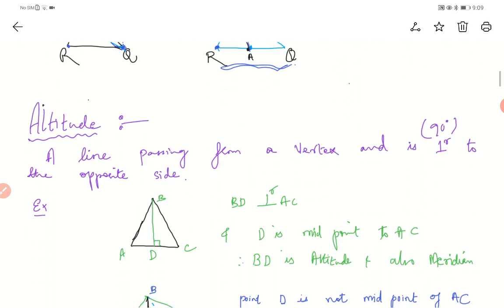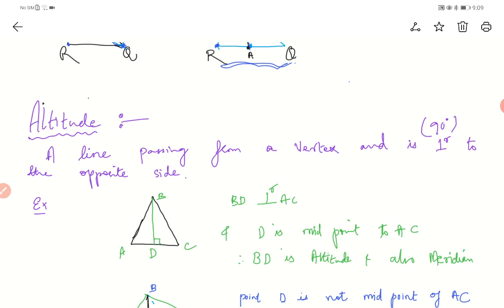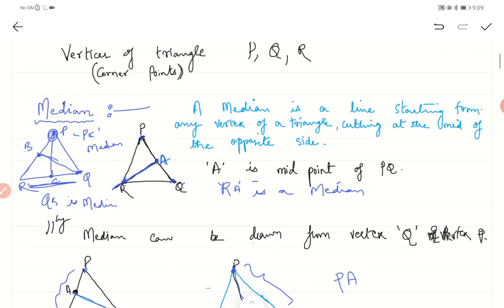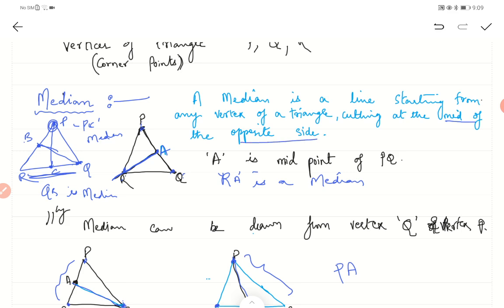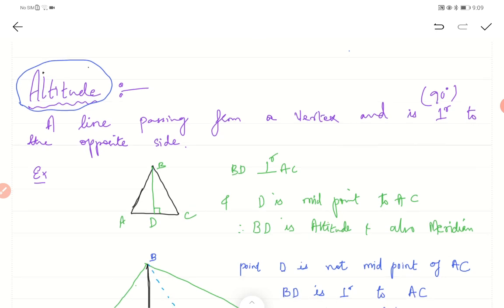Alright, so the next term I want to introduce, to get you used to, is altitude. Altitude is again a line coming from a vertex, but it is perpendicular to the opposite side. So in median, what we had seen is that it is cutting at the midpoint of the opposite side, but here the important thing you need to note is that it is perpendicular.